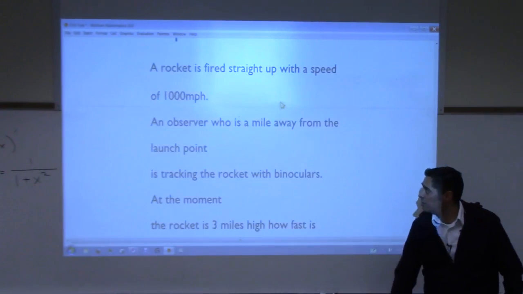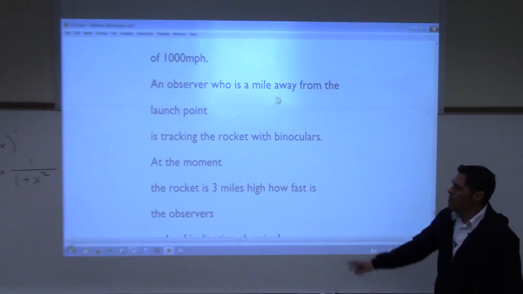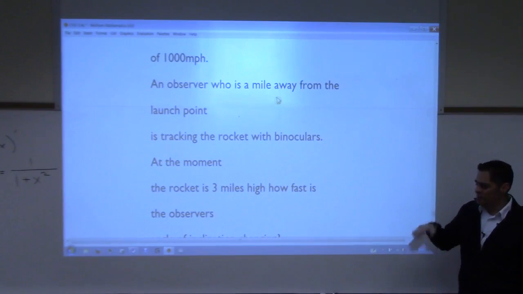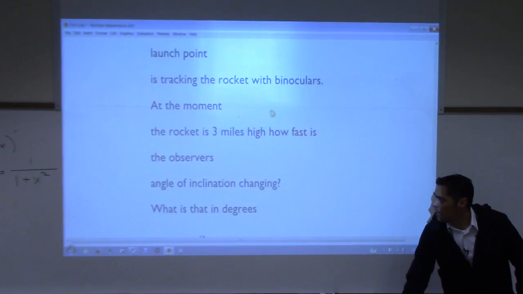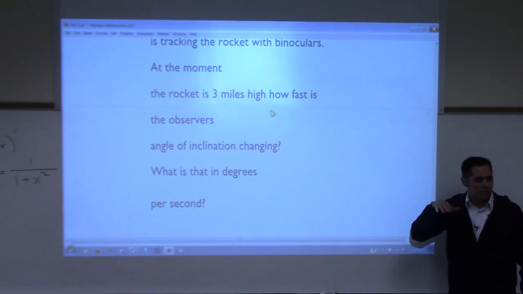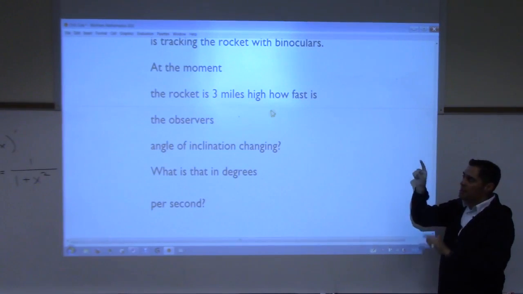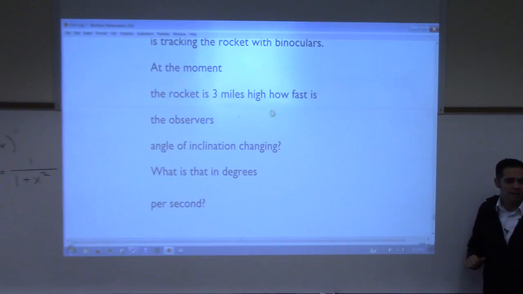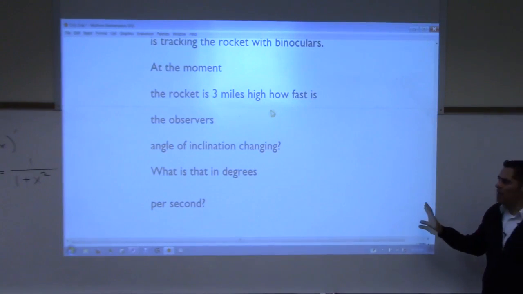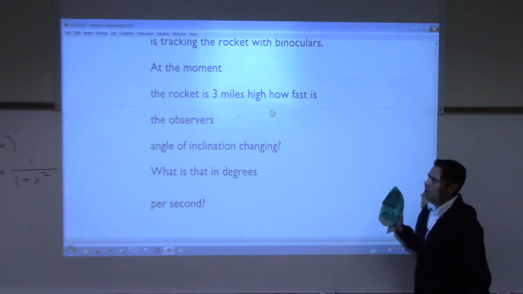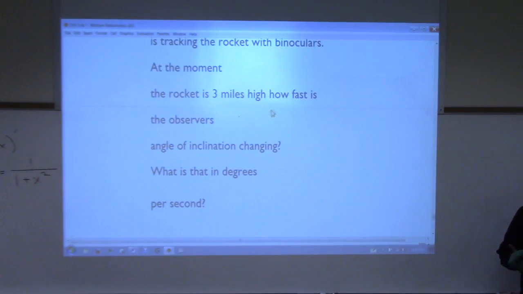The question is, at the moment that the rocket is 3 miles high, how fast is the observer's angle of inclination changing? In other words, how fast is their head rotating at the exact instant the rocket is 3 miles high? Now, this is a problem that you could have seen in a Cal 1 class, but somehow the section on inverse trig functions makes it easier, or we can do the problem using inverse trig functions and their derivatives.